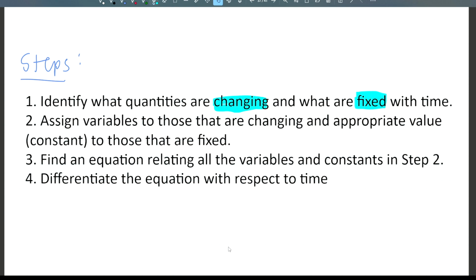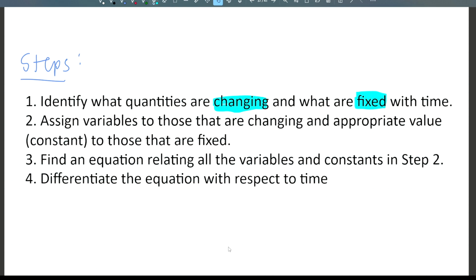Step number two, assign variables to those that are changing and an appropriate value, constant, to those that are fixed. So we can use different relationships in relating those constants or those fixed values with those that are changing or variable over time.